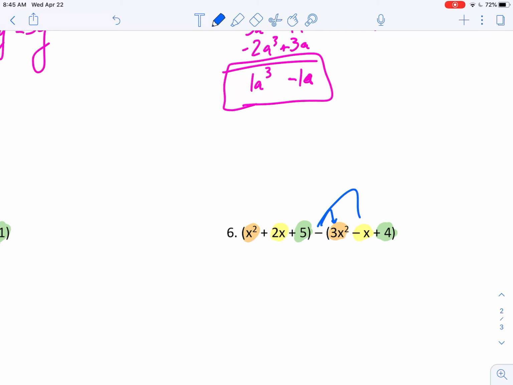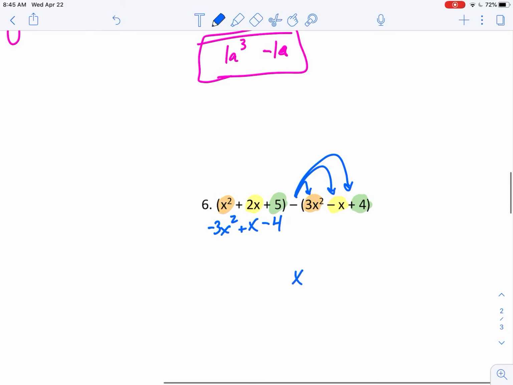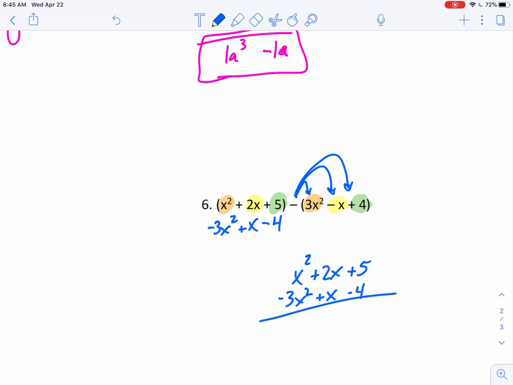And last but not least here, I've got like terms, and like terms. So let's distribute this negative to all 3 parts. So negative 3x squared. And I've got minus x is plus x. and minus 4. So that's what I'm working with here.